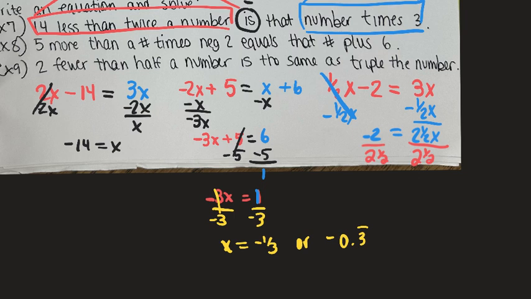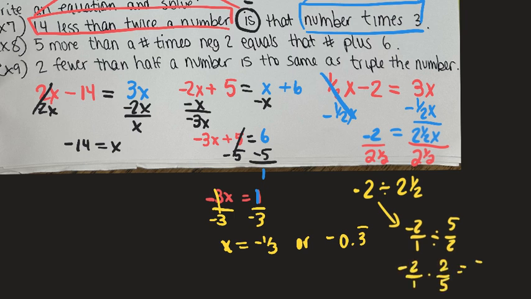It's just that we never really write it like that. Negative 2 divided by 2.5. Yeah, that looks a little bit better because now I can make this improper, and then I can keep, switch, flip. Negative 2/1 times 2/5, negative 4/5. Wow, that was a doozy. Negative 4/5.